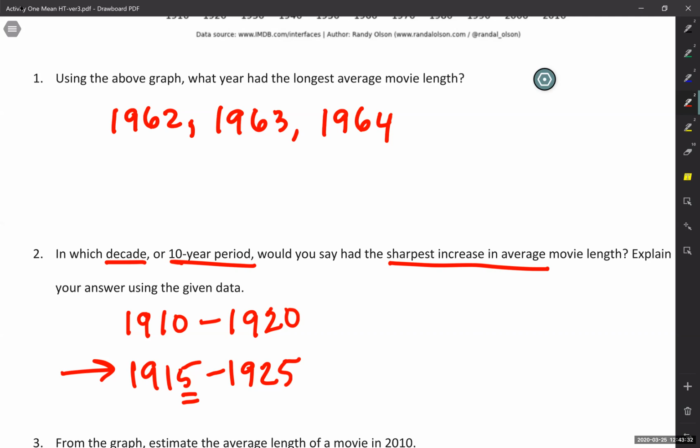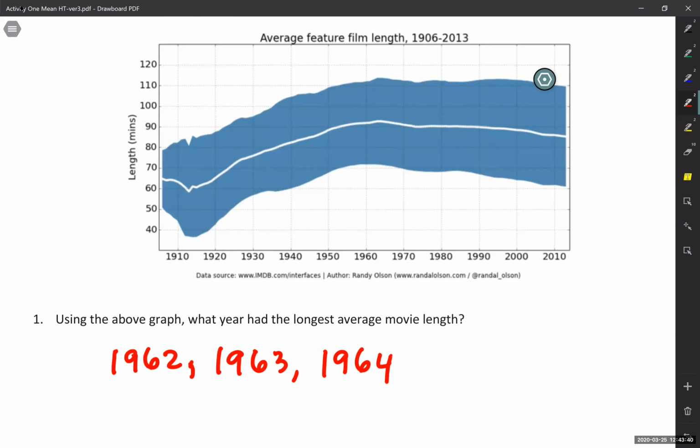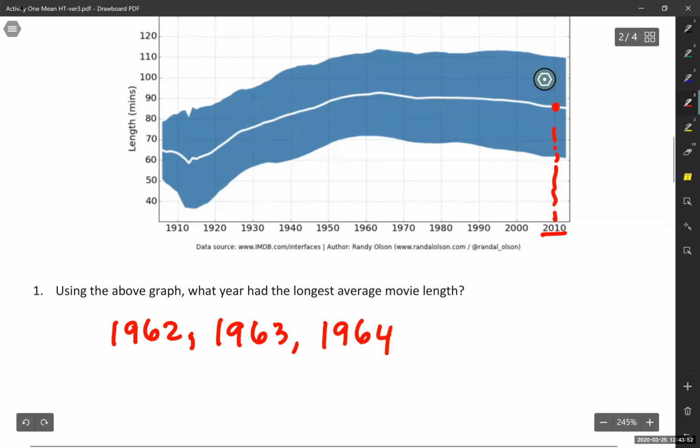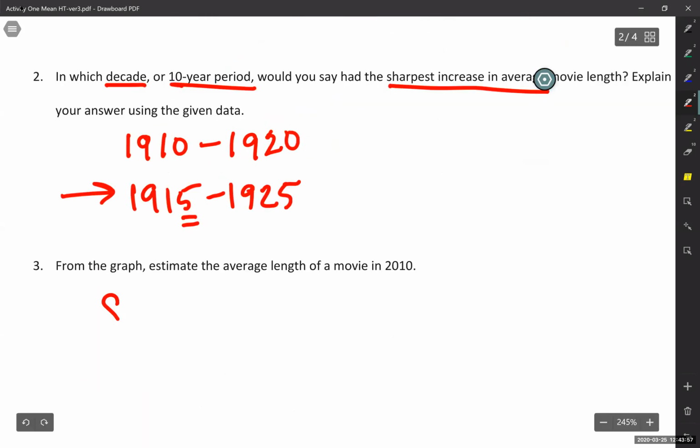All right, finally, we want to answer, from the graph, estimate the length of a movie in 2010. So 2010 is over here at the end. Following up, we want to estimate that time. I would say anywhere from probably 85 to 88 minutes. If you had any of these answers, you're in the right ballpark, because again, it's hard to be specific. Minutes.